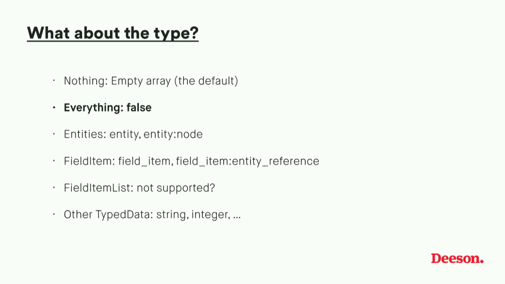So if you still want to provide a type, if you don't, it defaults to an empty array, which means you can apply this to nothing, which doesn't really make sense. If you provide false, you tell Drupal that you can apply it to everything. You can also be specific and say this constraint can only be used for A, B, C, or D.